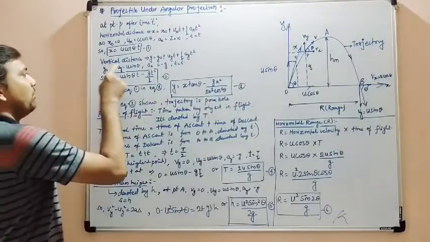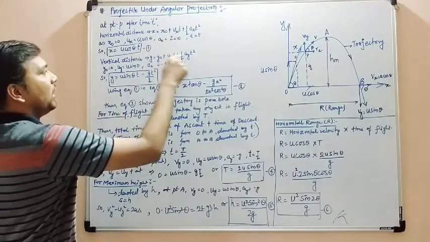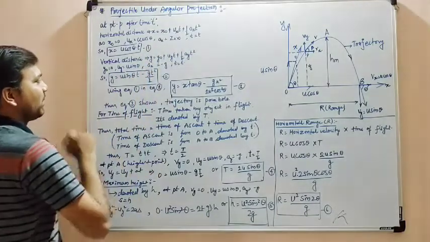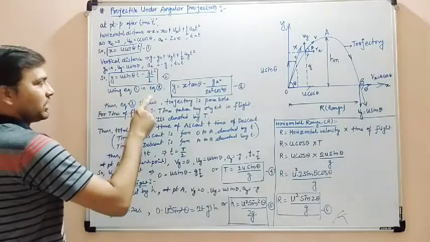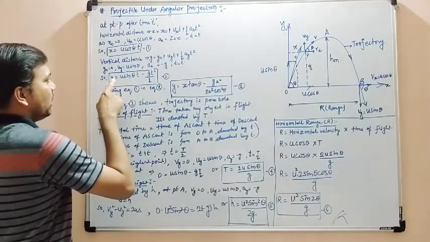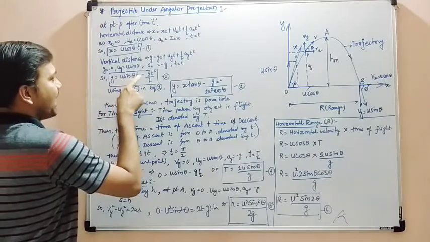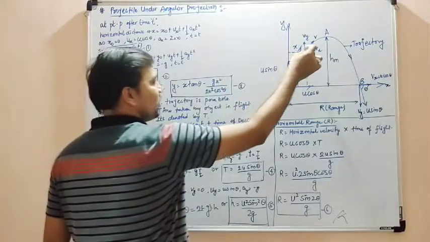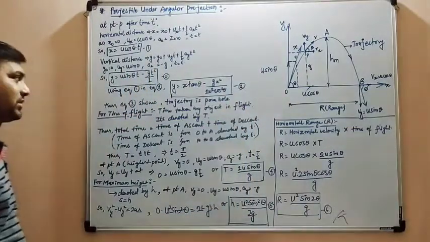So substituting these values in the equation y equals y naught plus uy t plus 1 upon 2 a t square, we find the equation y equals u sin theta t minus g t square by 2. This is the equation of the y-axis showing the position of the particle along the y-axis.